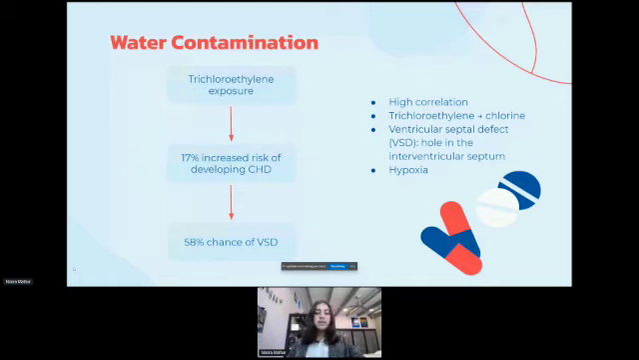This is a defect in which there is a hole in the interventricular septum, or the wall between the ventricles. This allows oxygenated blood to mix with deoxygenated blood and cause hypoxia, which interferes with heart and brain function. Though trichloroethylene was used widely as an anesthetic and industrial solvent, it was later banned in the US due to its toxicity and potential carcinogenic impact.